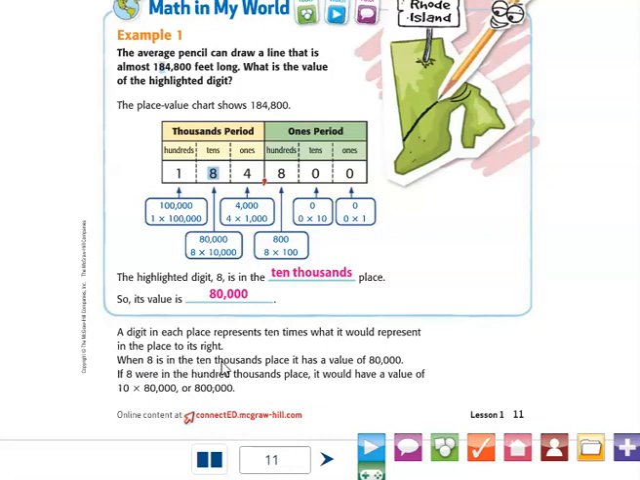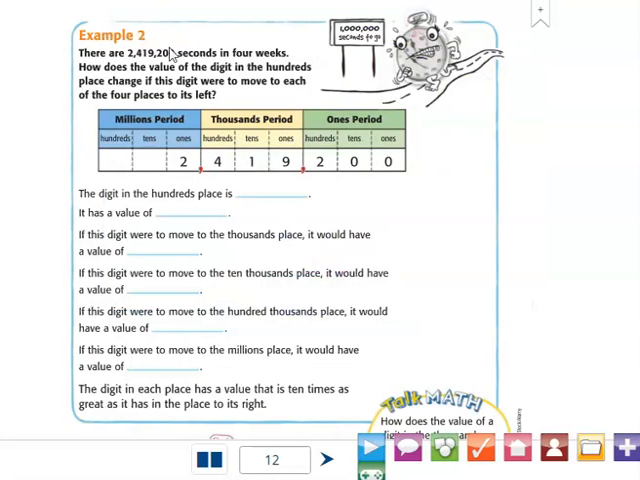When 8 is in the 10,000th place, it has a value of 80,000. If 8 were in the 100,000th place, it would have a value of 10 times 80,000 or 800,000. So basically what that sentence is saying is if we were to move it up 1 place value and make it here, it would be worth 10 times as much. So 10 times 80,000 or 800,000. That's what that's saying.